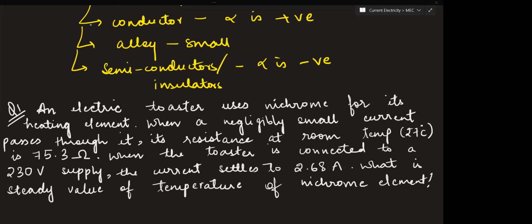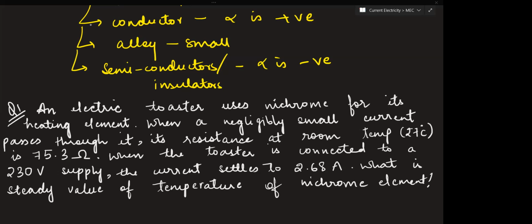See, this question says: an electric toaster uses nichrome wire for its heating element. Means whenever this toaster is connected, at room temperature, the resistance is this. So you have the value of room temperature and the resistance at room temperature. When the toaster is connected to a 230 volt supply, the current settles to this much. So you have the current and the voltage.